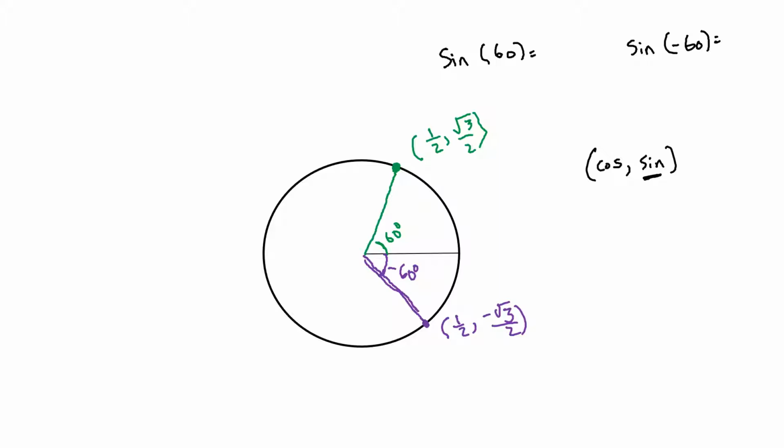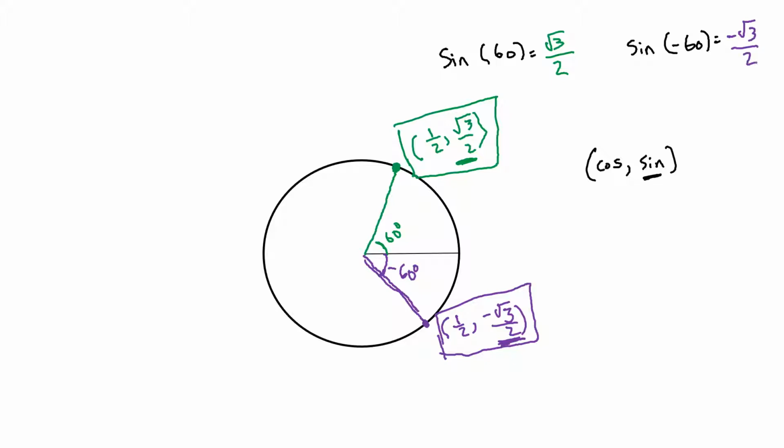So if we wanted to find the sine of 60 degrees, this is where we're looking. The sine is the second value. So the sine of 60 degrees is going to be a positive radical 3 over 2. For our negative 60 degrees, this is where we would have to look. That's our point associated with negative 60 degrees. We're looking for the sine, and so the sine is this value here. So our sine would end up being negative radical 3 over 2.